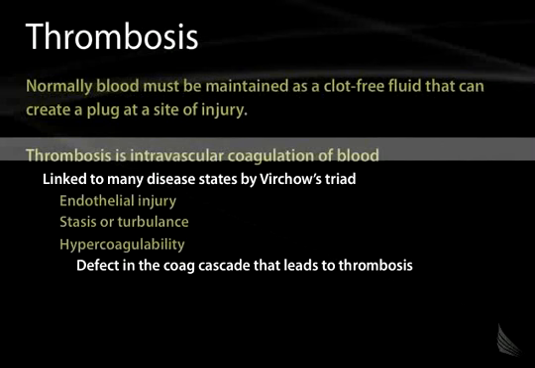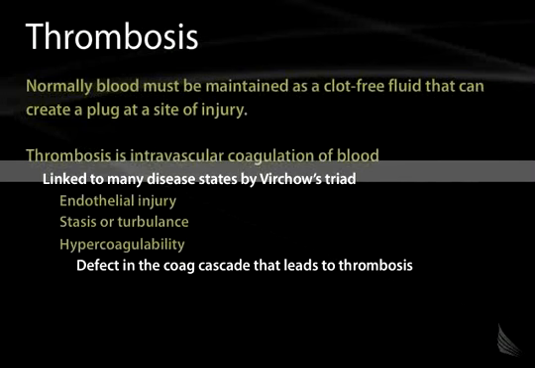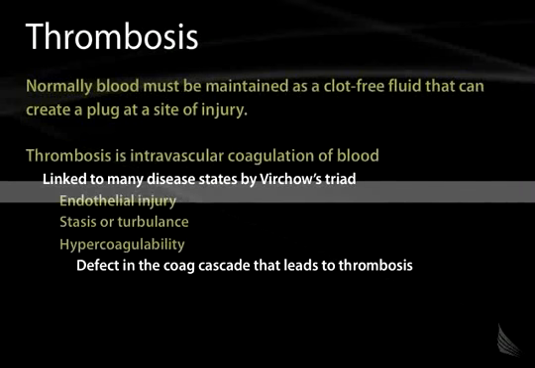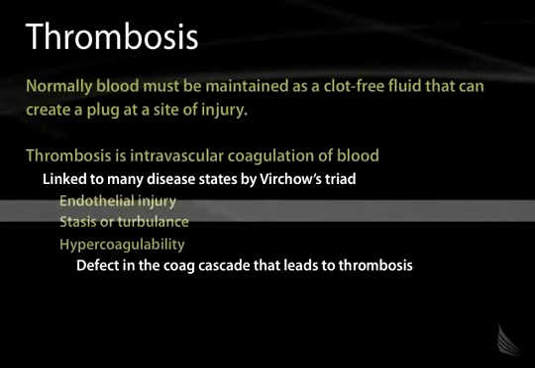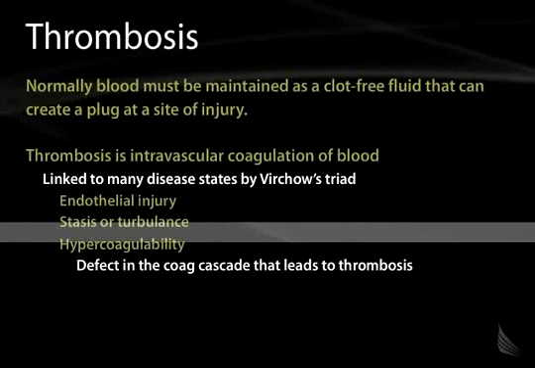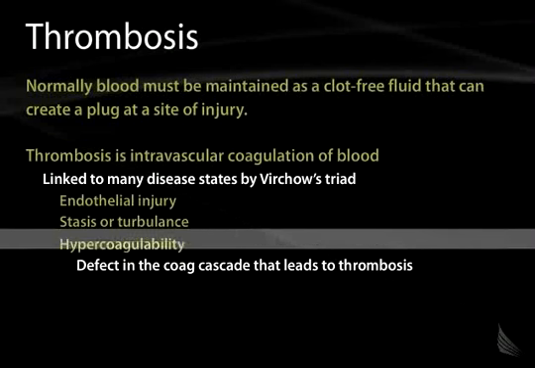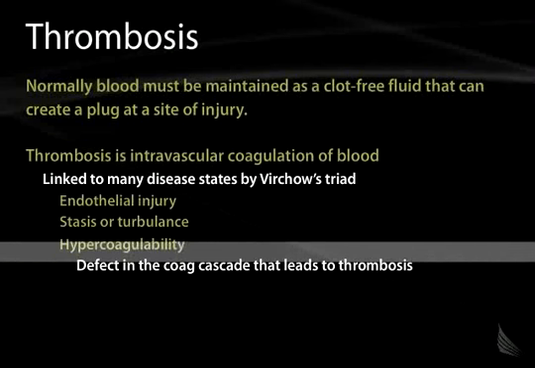Thrombosis merely refers to the intravascular coagulation of blood, and if it's present, one must consider that Virchow's triad has been encountered. That is, one has endothelial injury, stasis or turbulence of blood flow, and a situation that predisposes the patient to a hypercoagulable state. Always remember, this hypercoagulable state may be due to an intrinsic defect in the coagulation cascade that predisposes the patient to the development of thrombosis.